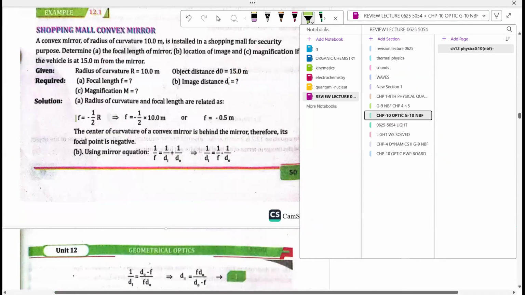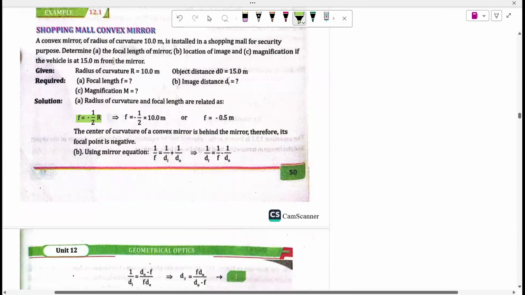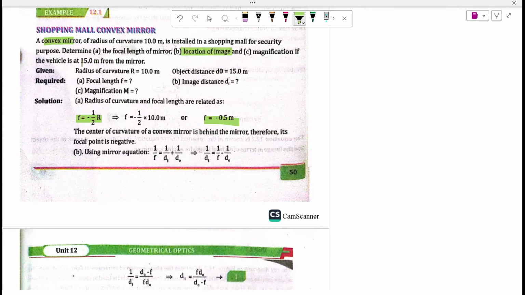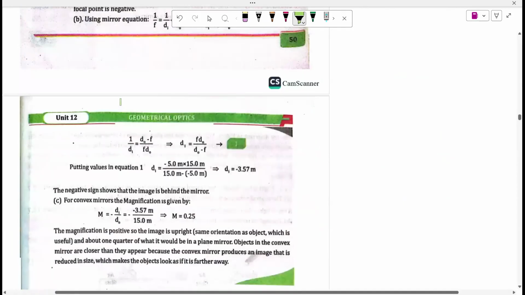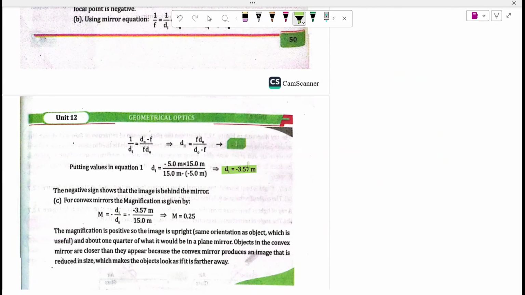From there we found that since it was the focal length for convex, it's minus r by 2. We put this into the formula and got the focal length, and then we used the magnification formula, with the image and object distance given, 1 over 15. We rearranged the whole formula and found the value of image distance, which was minus 3.57. Minus 3.57 means what? What kind of image would this be? Virtual. Yes.